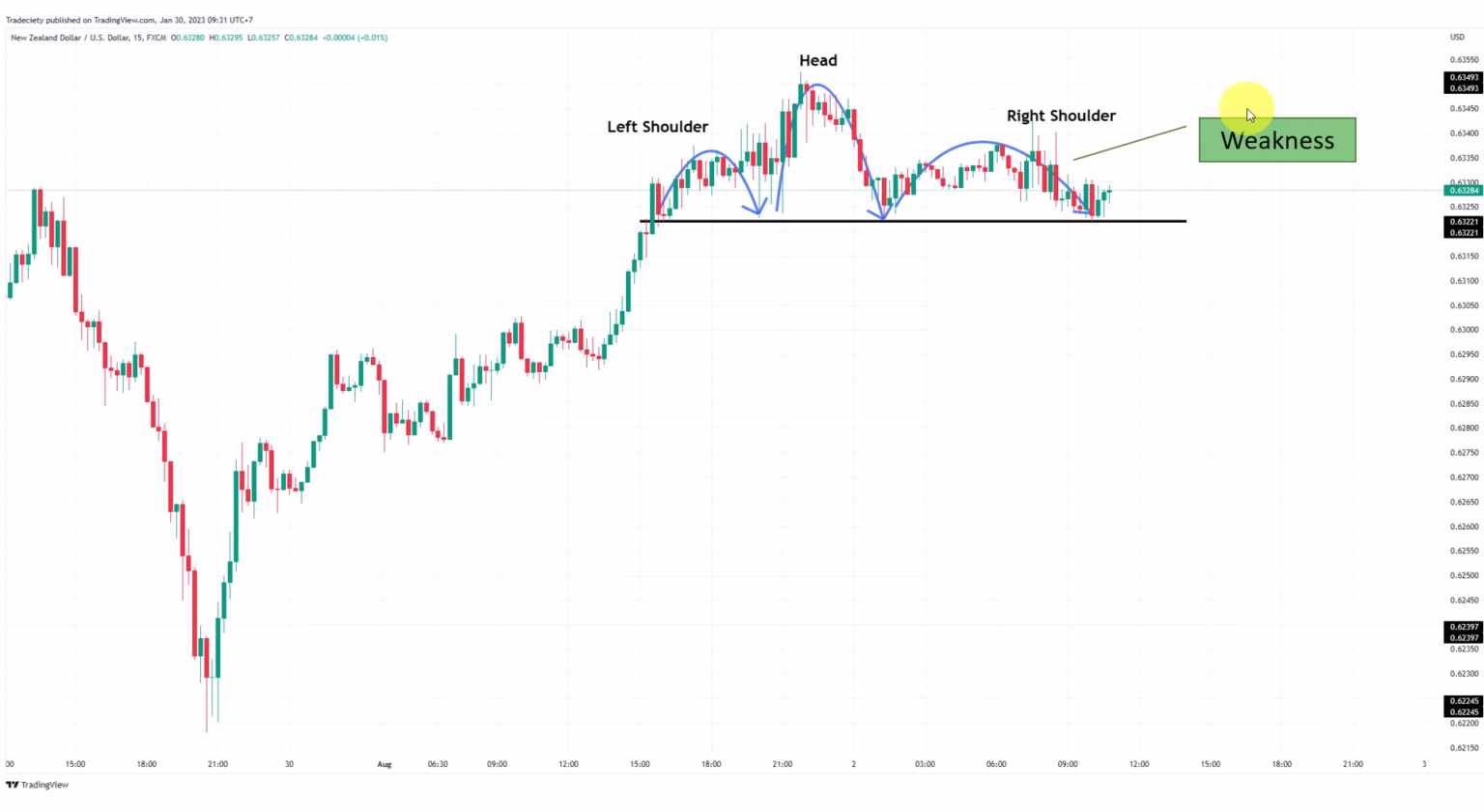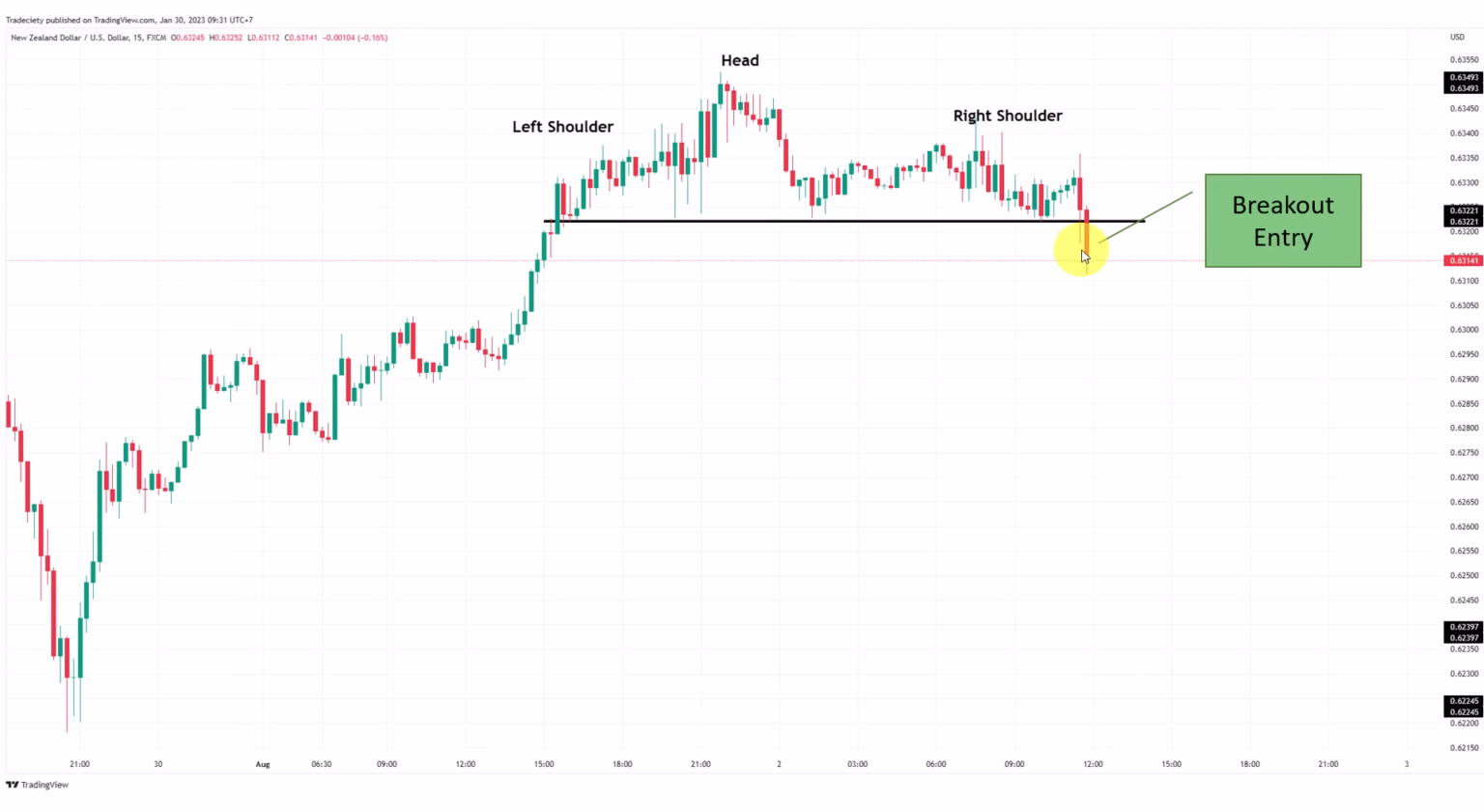So it shows us weakness. Why does it show us weakness? It's because the market is not able to move into the previous highs. Again, remember what we said in the beginning about candlestick highs and lows. In an uptrend, you want to see that the market is taking out highs. You don't want to see that the market is failing to take out highs. So that's our first sign of weakness.